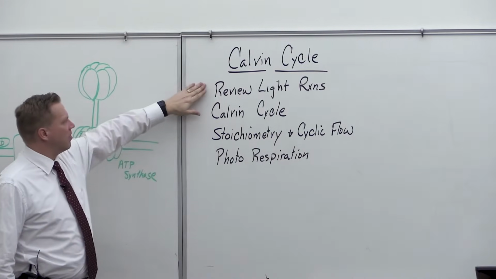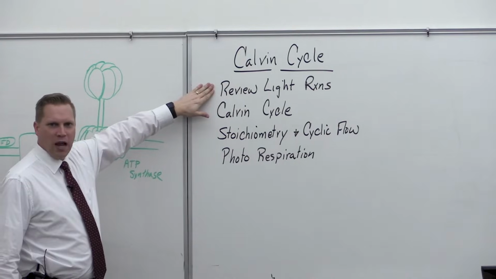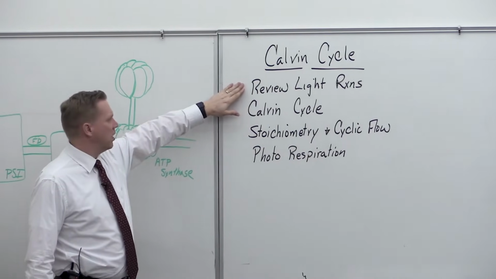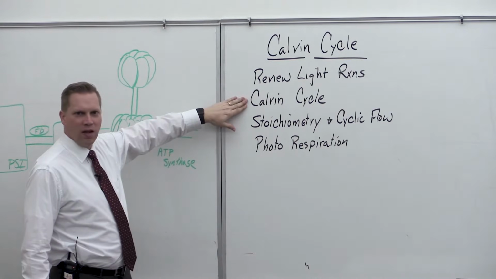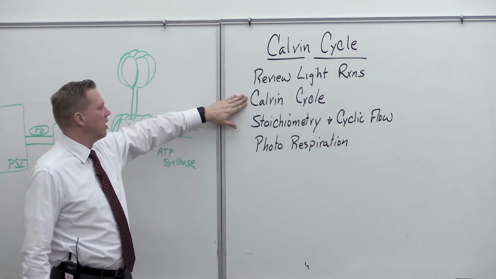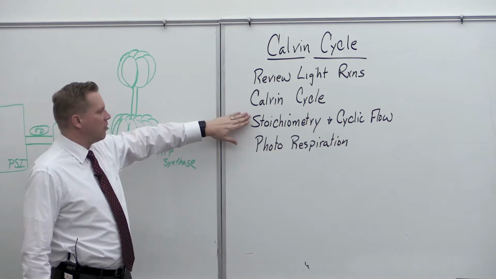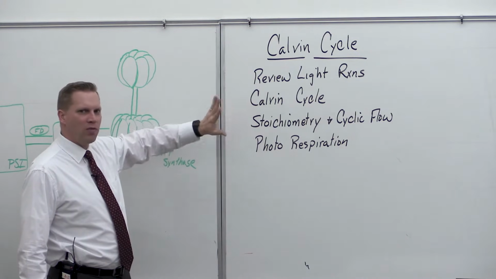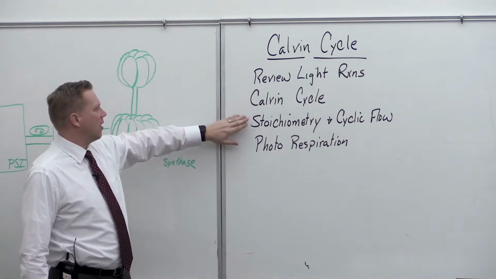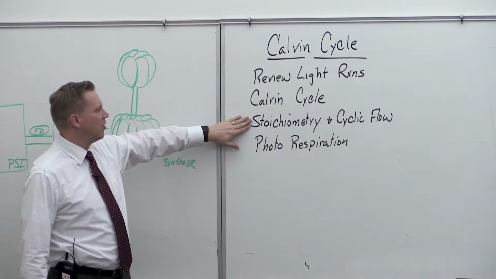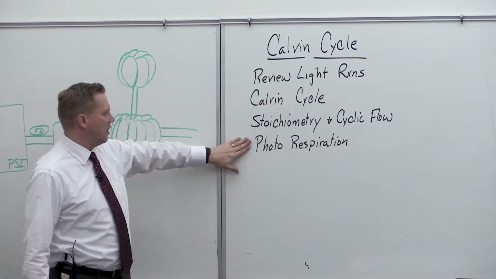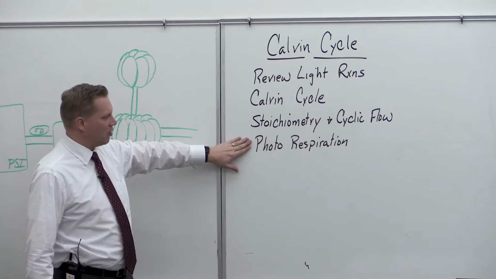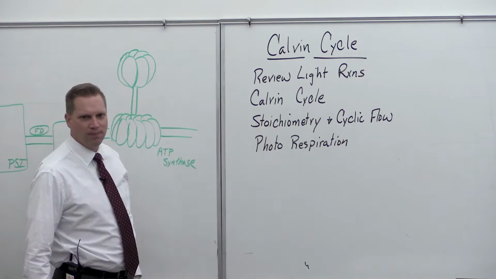And so I'd like to start out, we're going to review the light reactions that we learned about last time quickly, and then move on and see how they connect with the Calvin cycle. And we'll introduce and explain the Calvin cycle itself. And then we'll end up talking about two different problems that arise in the Calvin cycle. One of them related to stoichiometry, with the solution being cyclic electron flow. And then the final thing that we'll talk about will be photorespiration.